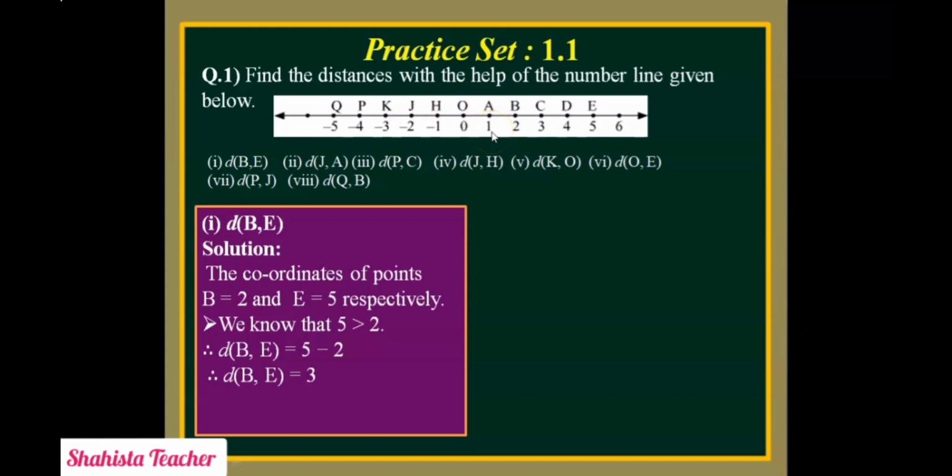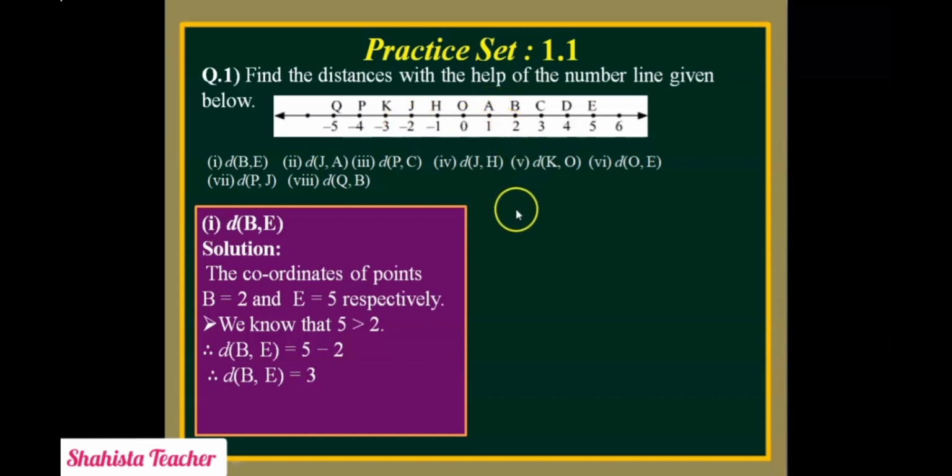So the given value is: coordinate of point A is 1 and coordinate of point J is minus 2. So which number is greater here? Yes. A negative number is always smaller than a positive number. So here 1 is greater than minus 2.